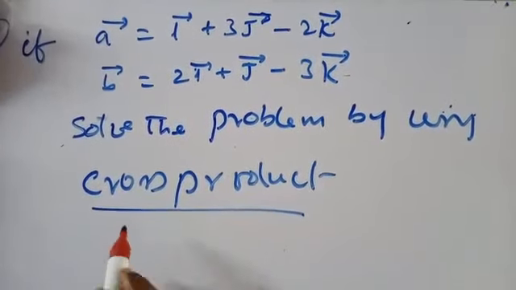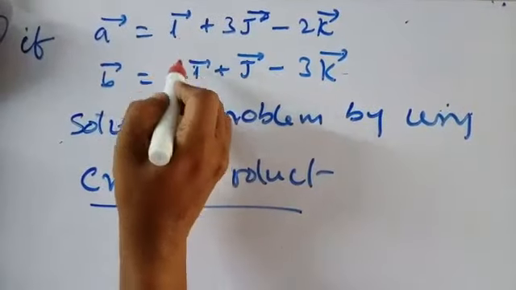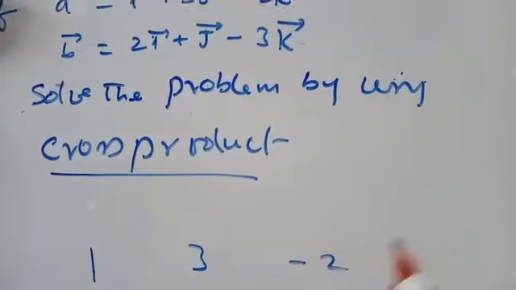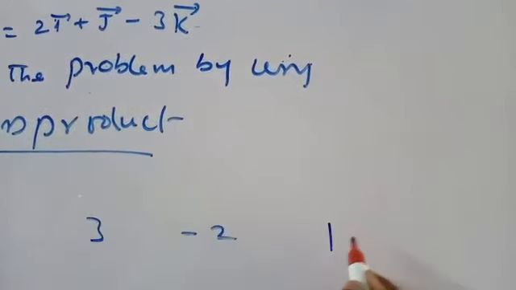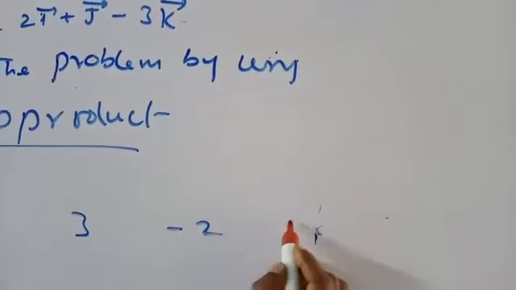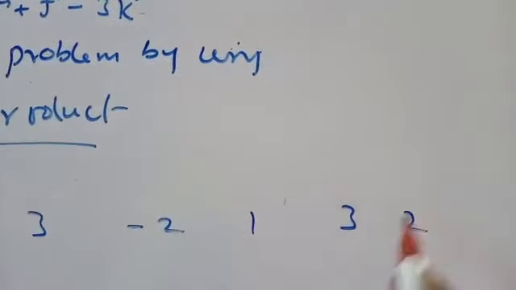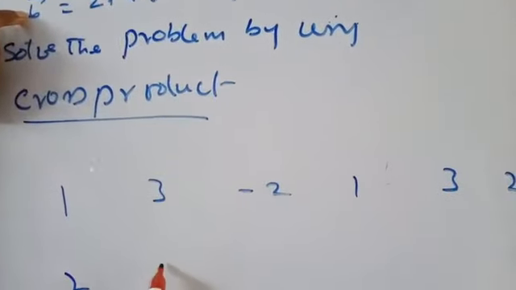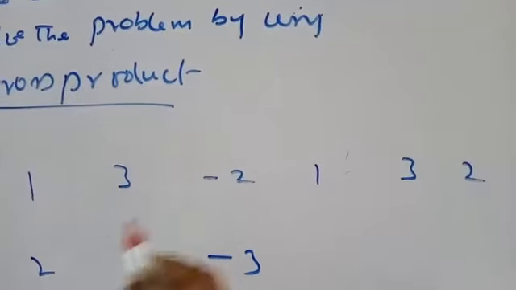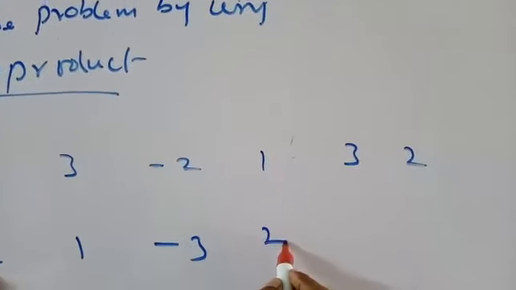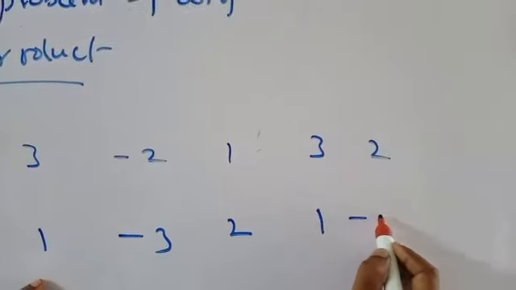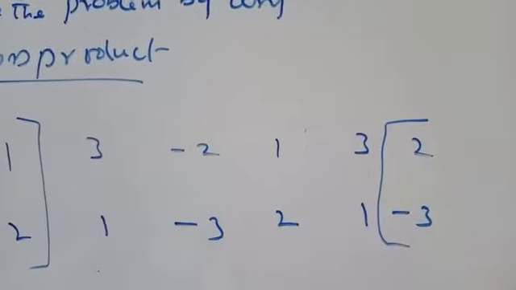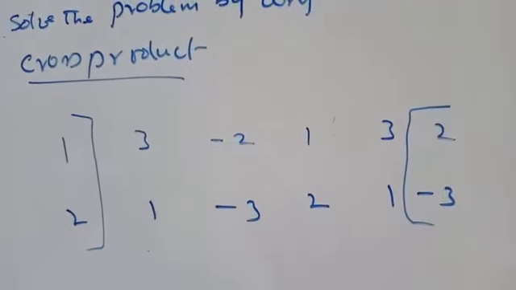Next, write down the components of the first vector, that is 1, 3, minus 2. Again this is repeated: 1, 3, minus 2. Write down the second vector components, 2, 1, minus 3, and again write 2, 1, minus 3. Next, eliminate the first column and the last column. Eliminate these two columns.